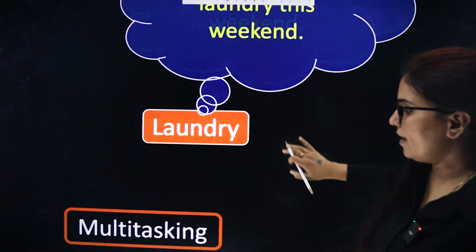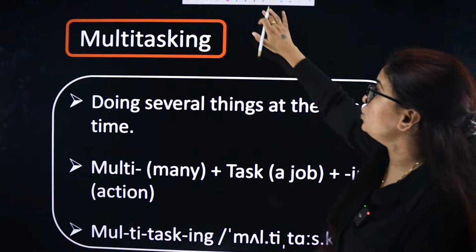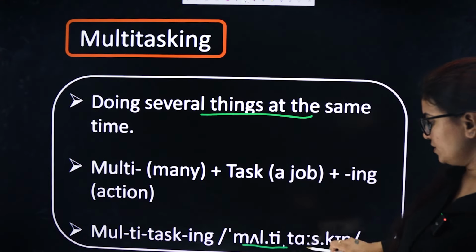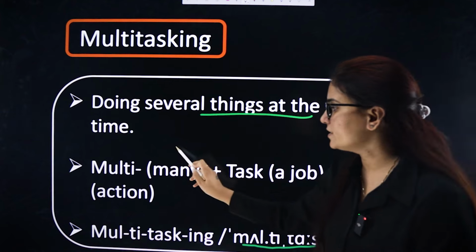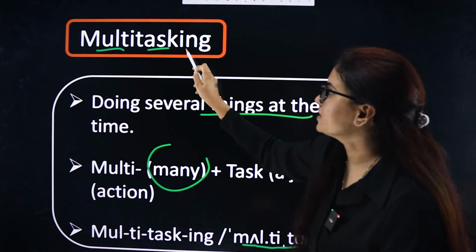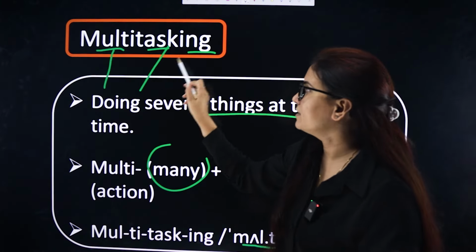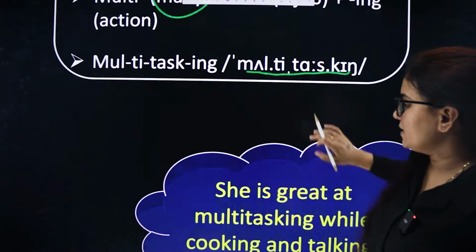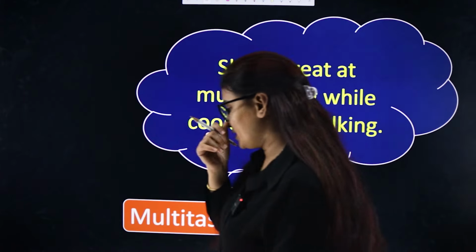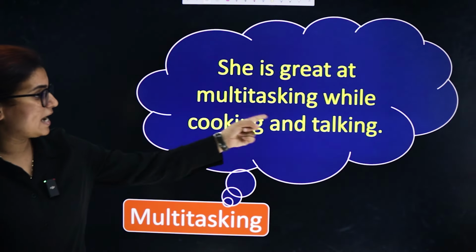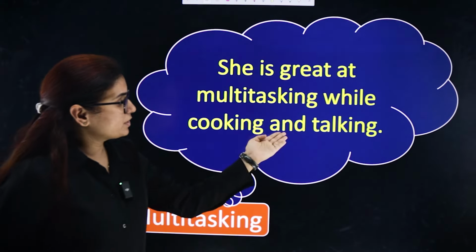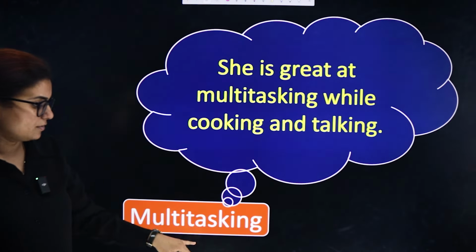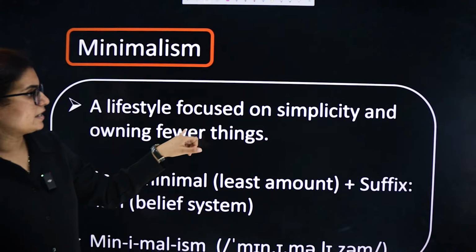Next, we have multitasking. When you do many activities at the same time, you are multitasking. The pronunciation is here, multitasking. When you do many activities together. Let's look at the example. She is great at multitasking. She can cook and talk. I mean, she's also cooking, she's also talking, and she's also doing something else. So she's a good multitasker. Somebody who does it is called a multitasker.